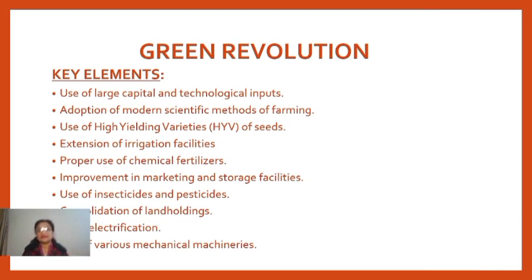Next is rural electrification. Without electricity, we cannot imagine that all these things can be done. Especially when we are talking of tube wells, these were totally working on electricity, and unless the electricity supply is there, it won't work. So for that purpose, immediate electrification was done in the rural areas, and various machineries were being used.